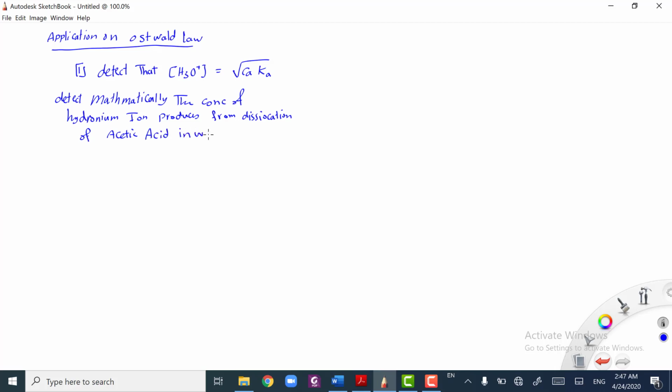In water. Since we said that acetic acid is a weak electrolyte, firstly I must write the equation. Acetic acid, liquid, adding to the water, liquid, the direction goes forward and backward, giving us acetate aqueous plus hydronium positive aqueous.